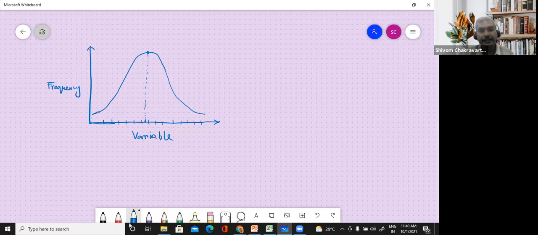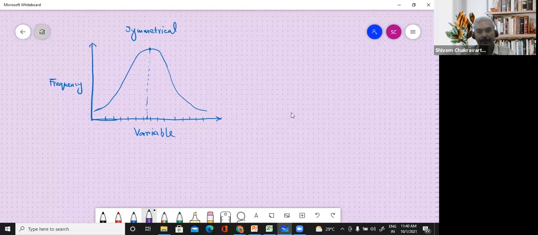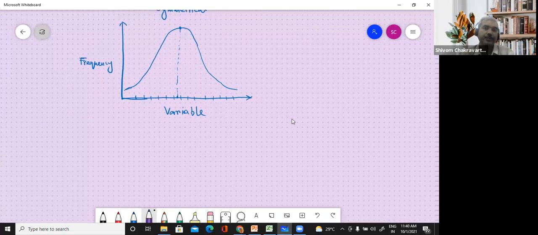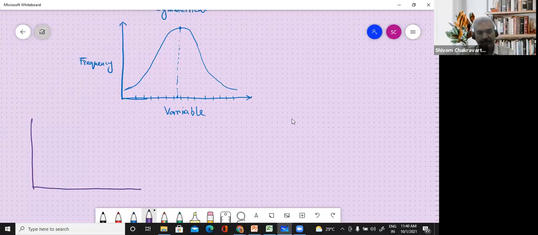Okay, now this is symmetrical. But always we won't get such a symmetrical graph. Sometimes it could be different. Sometimes we will have a graph which looks like this, with the same axes, frequency and the variable we are considering. Sometimes it will be like this.